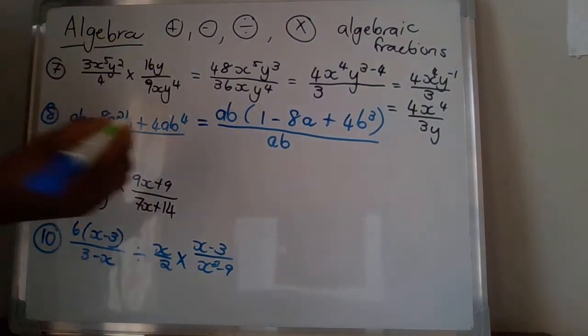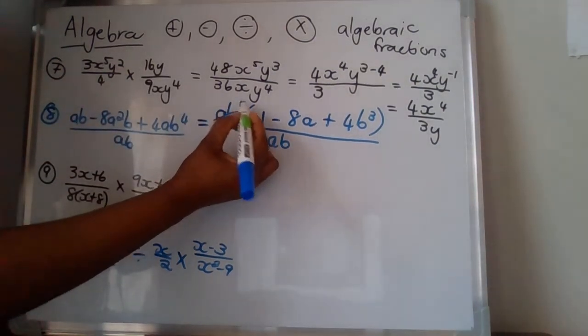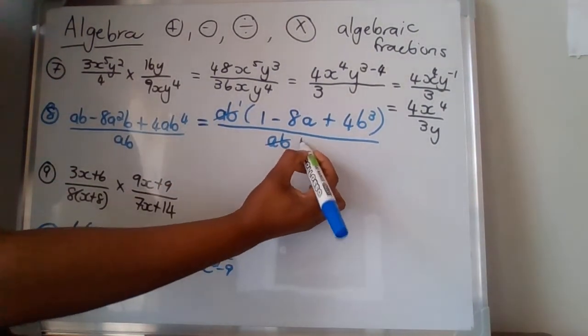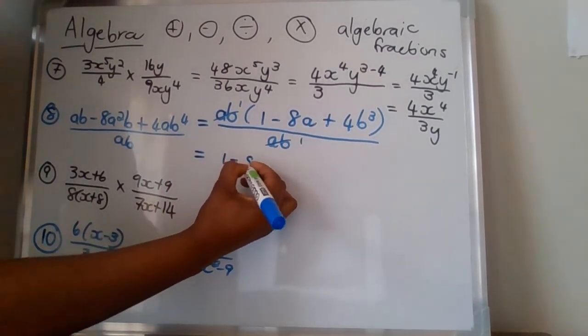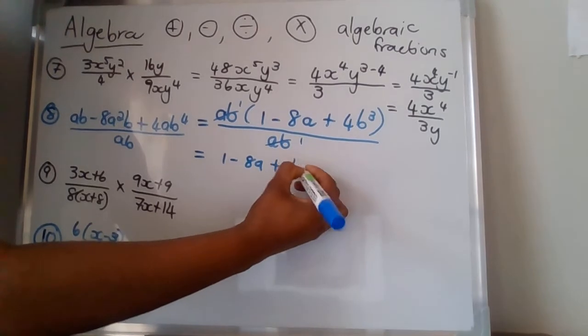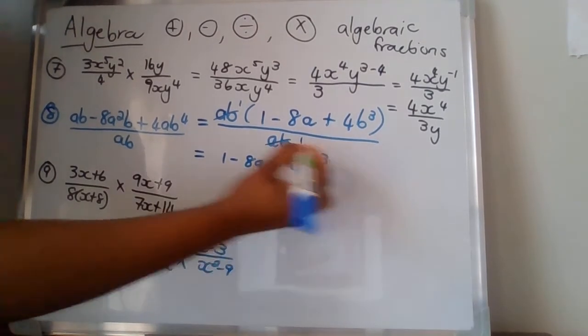And what can happen here? ab goes into itself once, and it also goes there once. So therefore my final answer is 1 minus 8a plus 4b cubed.